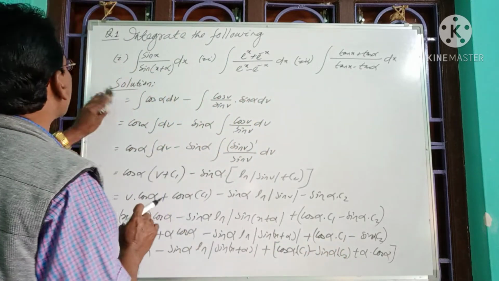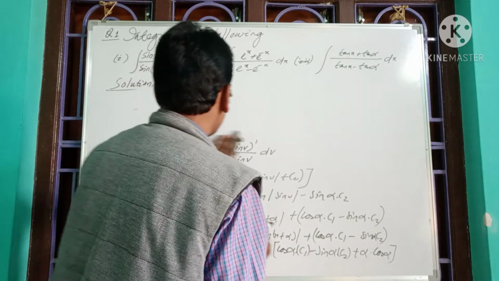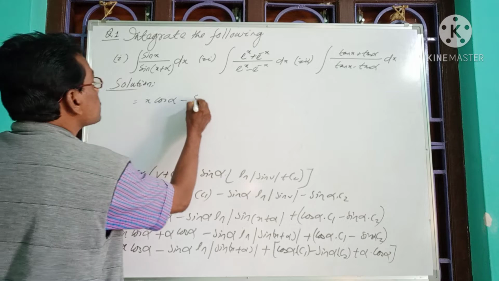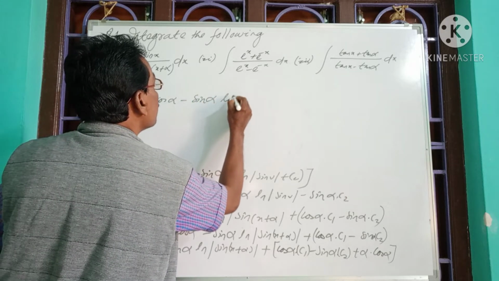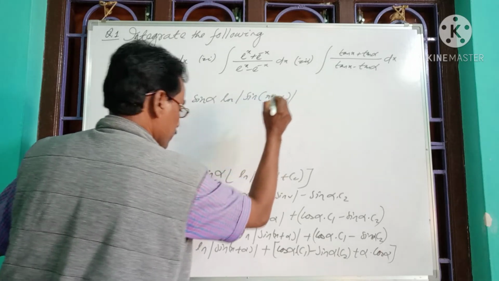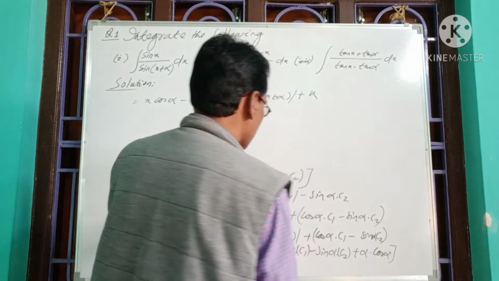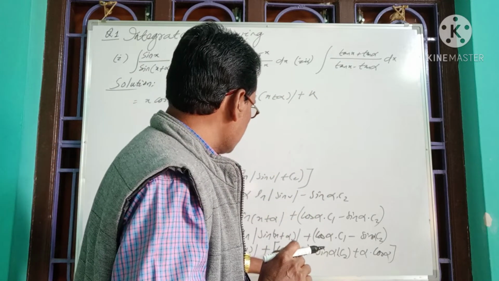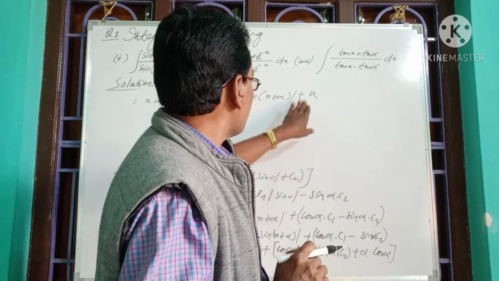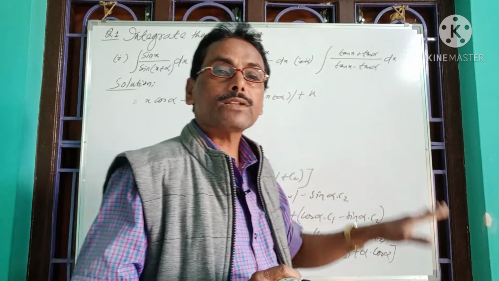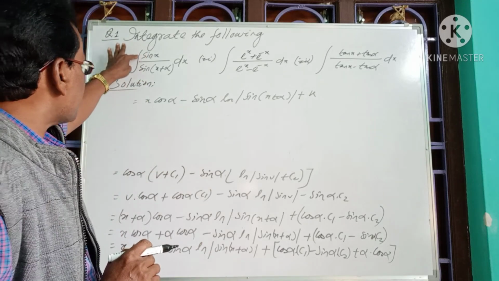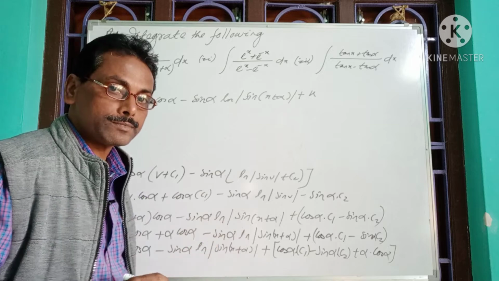So again simplifying, at last we have the final result, that is x into cos alpha minus sin alpha into ln of mod of sin of x plus alpha plus k. So k is the constant of integration in place of the constant, that is cos alpha into c1 minus sin alpha into c2 plus alpha into cos alpha; we have taken only one constant k, where k is the final constant of integration. So in this process we completed the integration of the given problem, that is integration of sin x by sin of x plus alpha with respect to x.